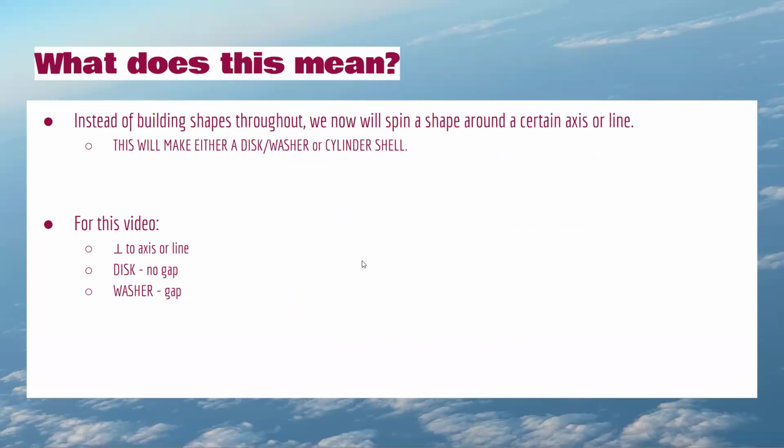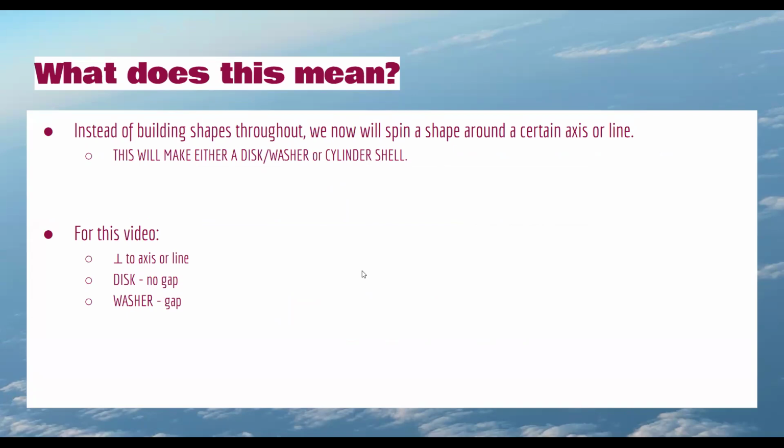In the last video, hopefully you watched it, or you're at least aware of cross sections. Instead of building shapes throughout, we are going to now spin a shape around a certain axis. So that means that this time we will get a circle, where last time we sometimes used semicircles, squares, or triangles to determine the volume of a certain 3D shape.